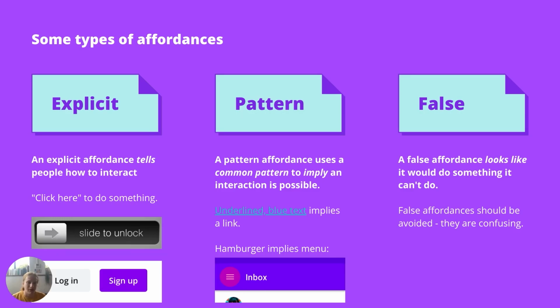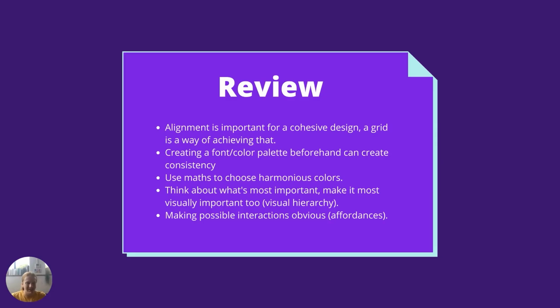So false affordances are just something you need to be aware of when you are creating elements in the UI. It's often useful to have someone else go through the UI and just ask them, was there anything that they thought they could click on or interact with that actually they couldn't? And then consider alternative designs for that element so that it doesn't create the false affordance.